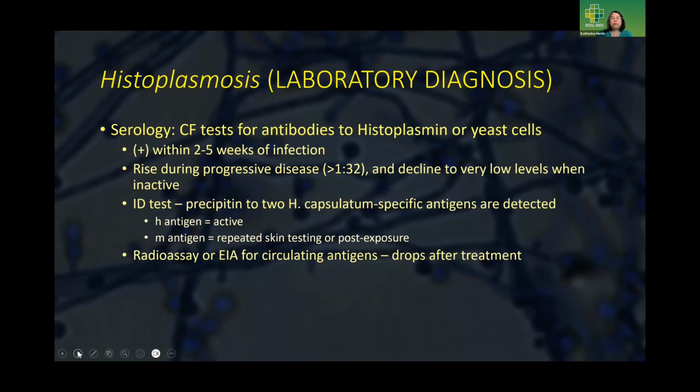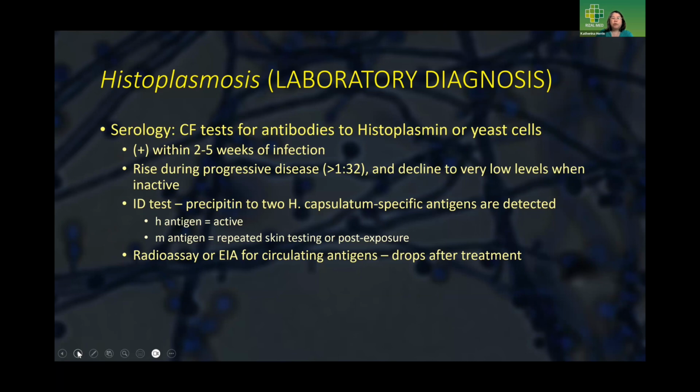Complement fixation tests for antibodies to histoplasmin or yeast cells become positive within 2 to 5 weeks after infection. They also rise during progressive disease and then decline to very low levels when the disease is inactive. For the immunodiffusion test, antibodies against the H antigen signify active infection, while those for M antigen may be due to repeated skin testing or past exposure.